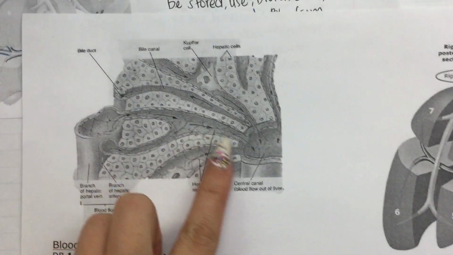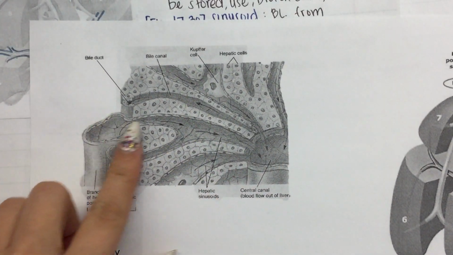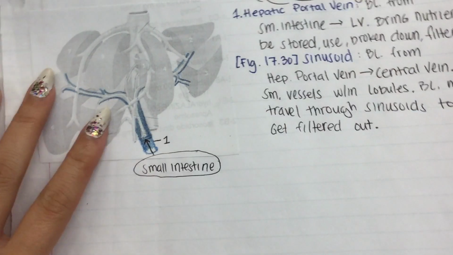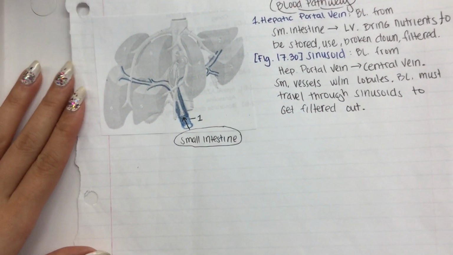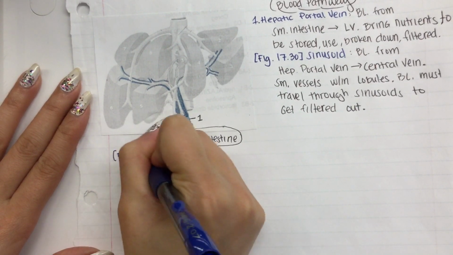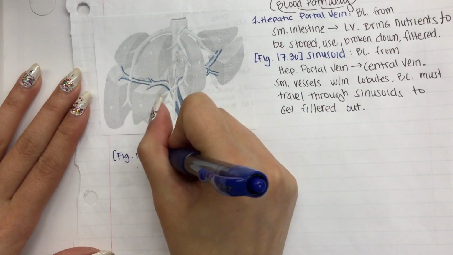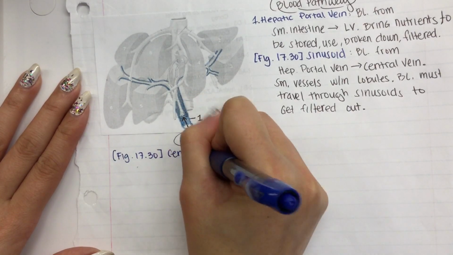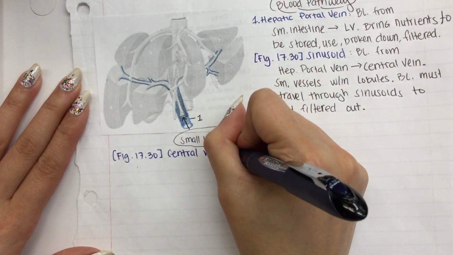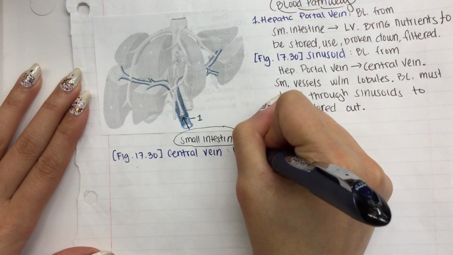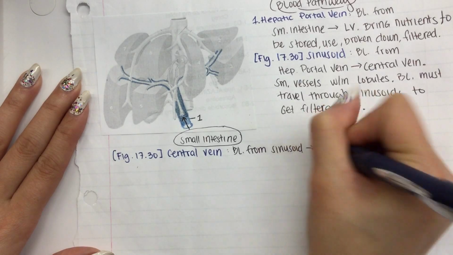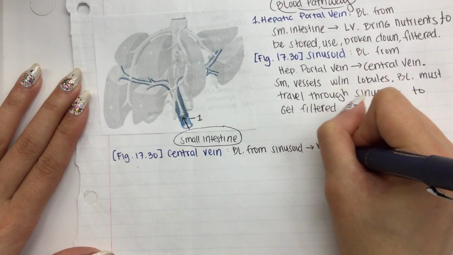Next up is this structure down here, which is the central vein, which is where all the sinusoids flow down. So I'm going to add a number, actually no number, because you can't see it here either. I'm just going to use my dark blue pen and write figure 17.30 again. Central vein. And this is going to be blood from the sinusoid down into a larger vein called the hepatic vein.